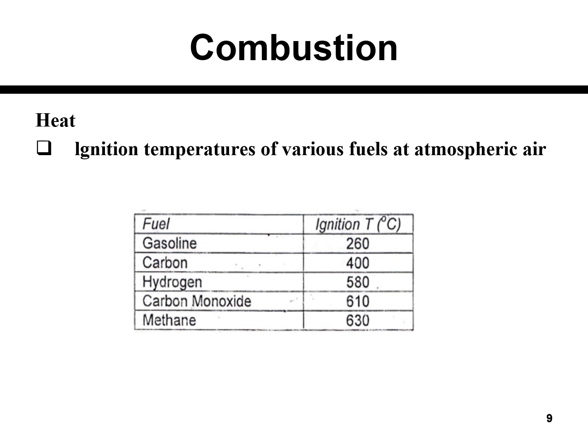So this is the self-ignition temperature. Self-ignition temperature occurs when the fuel self-ignites as it achieves a certain temperature, the SIT. The self-ignition temperature for gasoline is 260 degrees Celsius, carbon 400 degrees Celsius, hydrogen 580, carbon monoxide 610, and methane 630.